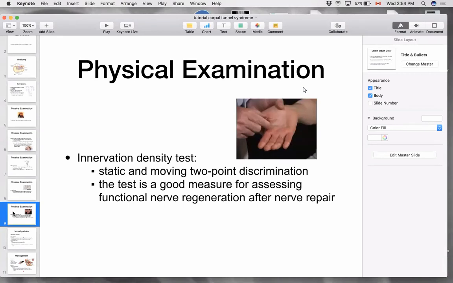Innervation density test. You get a paper clip. You keep the ends maybe 2 millimeters apart, and then you start touching the skin and see if the patient is feeling both ends of the clip or not. This is a good test to measure functional nerve regeneration after nerve repair, and also after releasing the carpal tunnel.